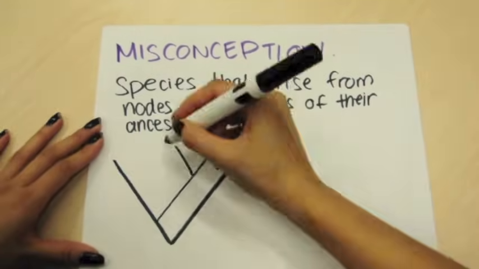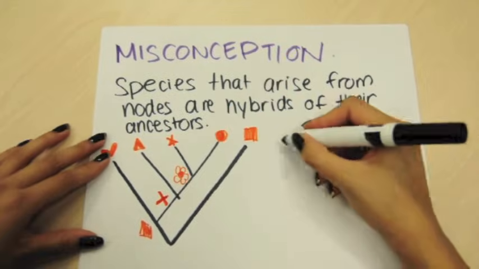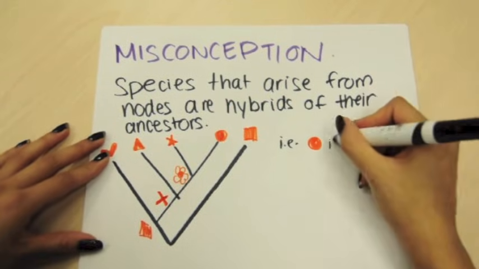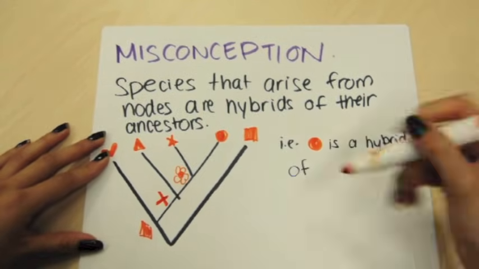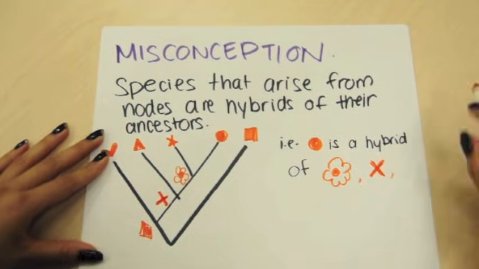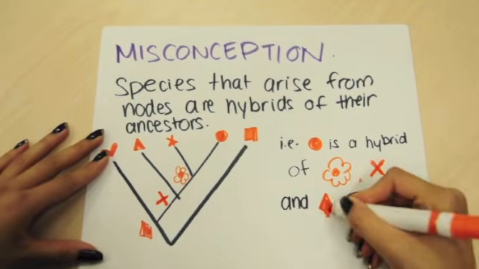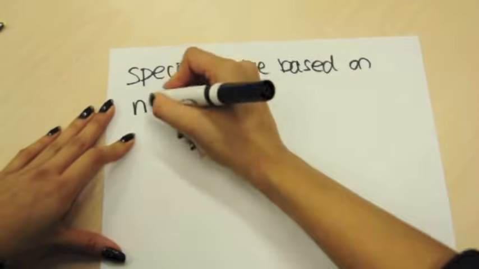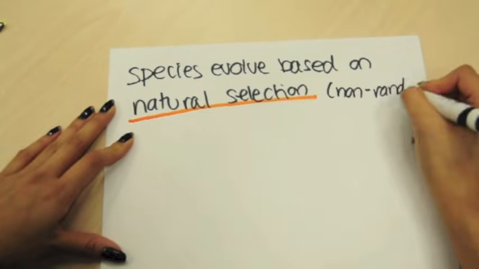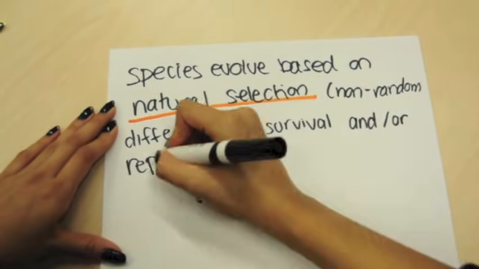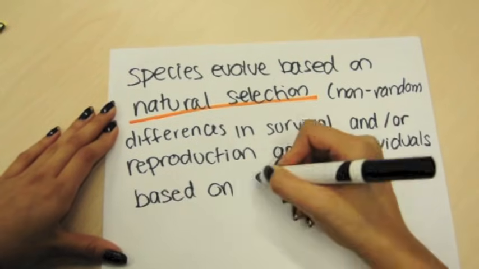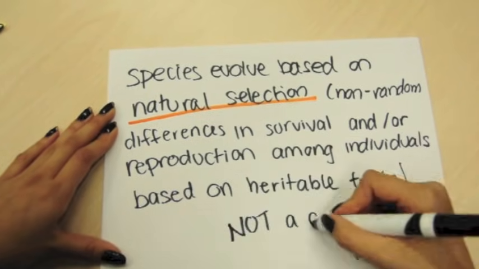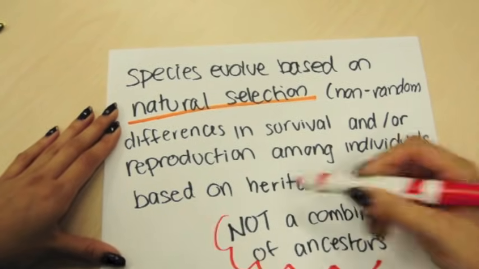Misconception number 4. Species that arise from nodes are hybrids of their ancestors. So, for example, in this tree, the circle is a hybrid of the flower, the X, and the diamond. Wrong! Again, species evolve based on natural selection, which is non-random differences in survival and/or reproduction among individuals on the basis of heritable traits. New species are not a combination of ancestors.